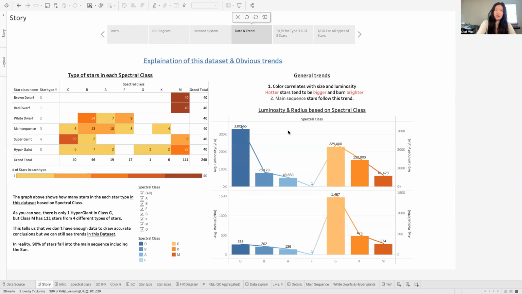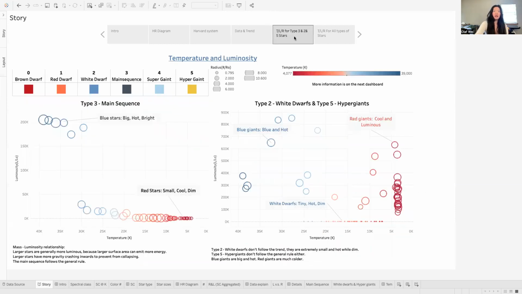Usually hotter stars tend to be bigger. You can see here the luminosity and the radius. So hotter stars, the higher temperature stars, usually burn brighter, and their size is bigger too. And you can see that this actually follows the trend.